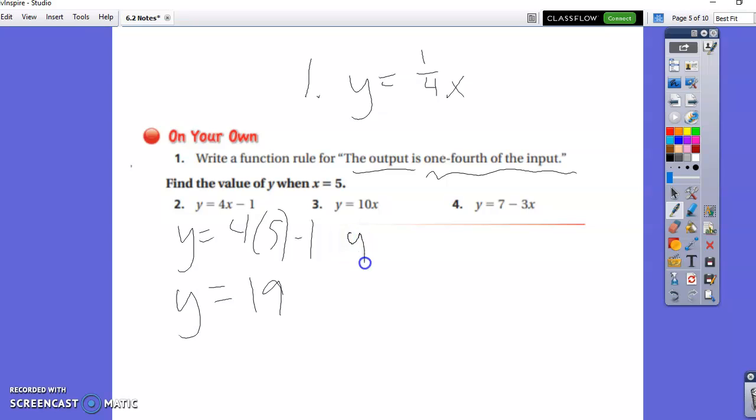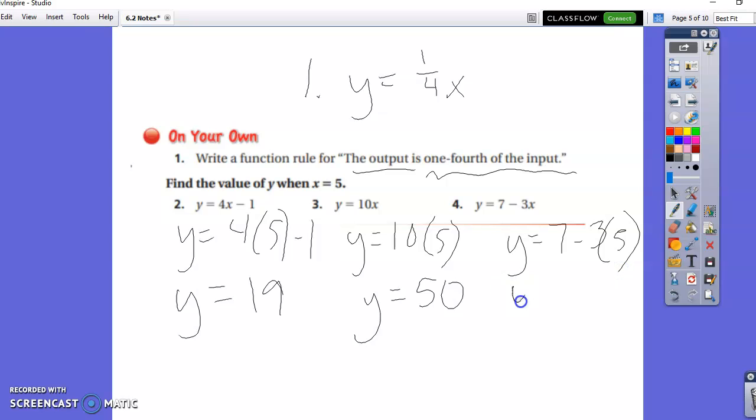Number 3, y equals 10 times 5. Well, 10 times 5 is 50, so y equals 50. And then number 4, y equals 7 minus 3 times 5. So y equals 7 minus 15. So y equals -8. Okay, so again, very similar to when we did equations.